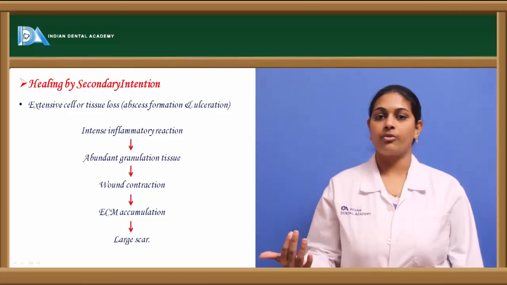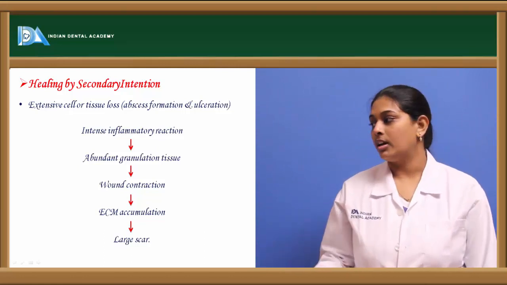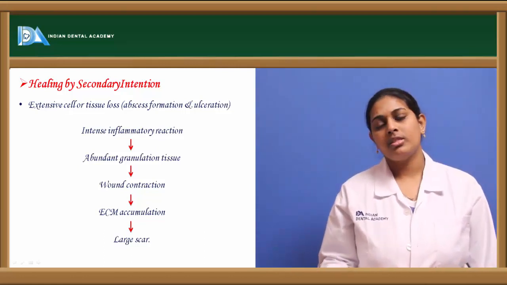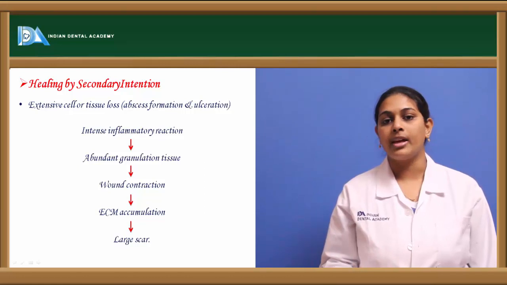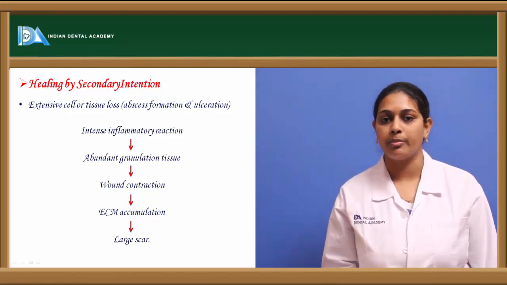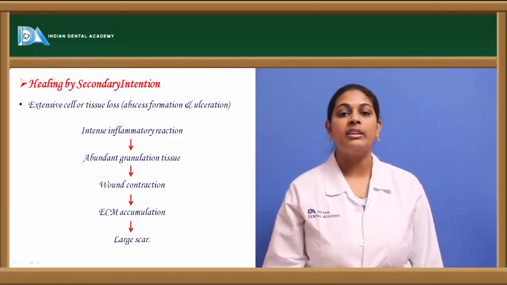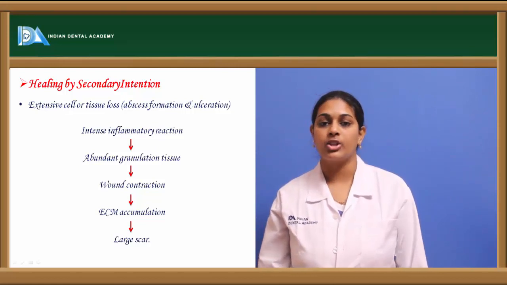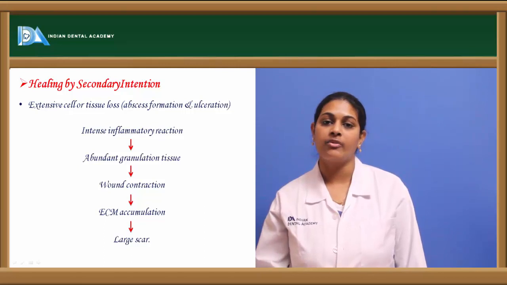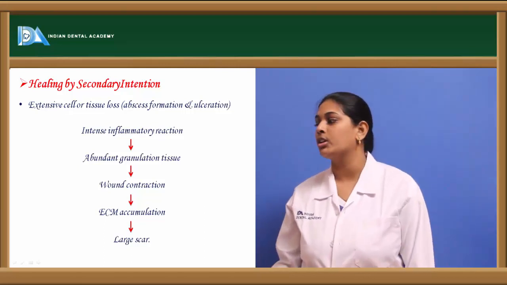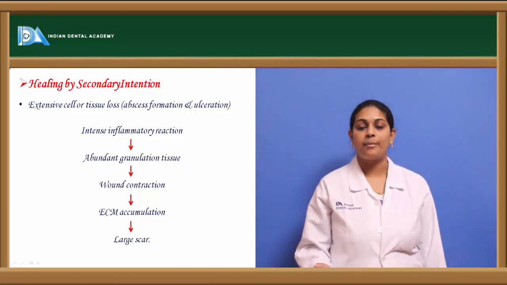Ultimately, there will be an increase in the formation of granulation tissue. Once it is formed, there is wound contraction, which is brought about by myofibroblasts. As already explained, these are specialized cell structures, myofibroblasts, that help in decreasing the size of the wound. That is, they bring about wound contraction, which results in extracellular matrix accumulation.